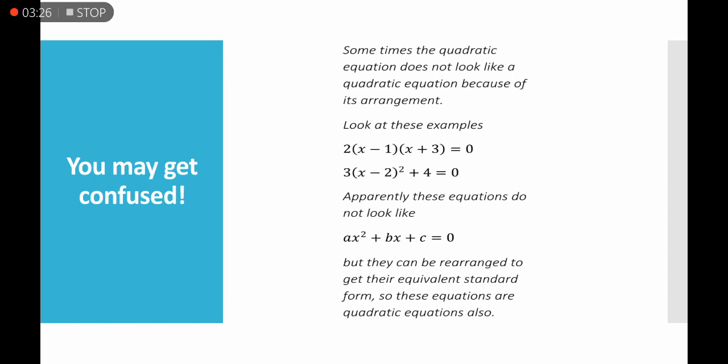You may get confused. Sometimes the quadratic equation does not look like a quadratic equation because of its arrangement. Look at these examples. 2 into x minus 1 into x plus 3 is equal to 0. And 3 into x minus 2 whole square plus 4 is equal to 0. Apparently these equations do not look like ax squared plus bx plus c is equal to 0. But they can be rearranged to get their equivalent standard form. So these equations are quadratic equations also.